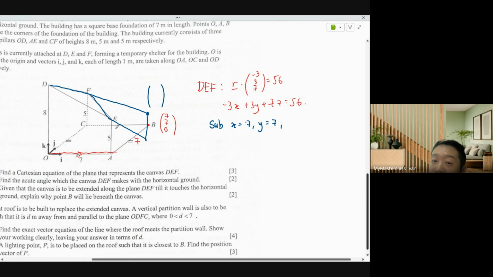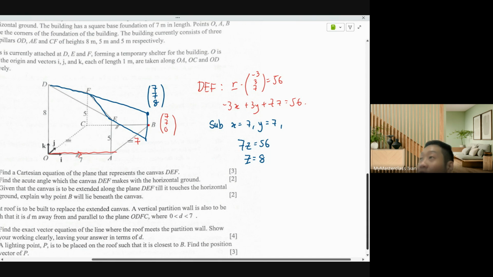Okay, so I sub x equals 7 here, y equals 7. I will get 7z equals 56, z equals 8. Can you see? What does this mean? That means when my x is 7 and my y is 7, the point that is on the plane is (7, 7, 8).